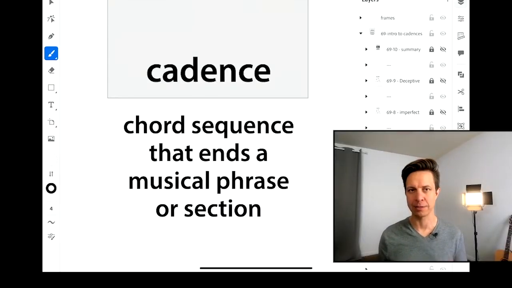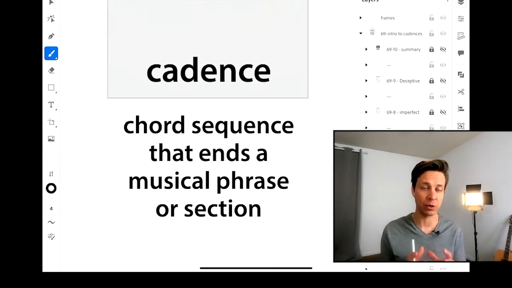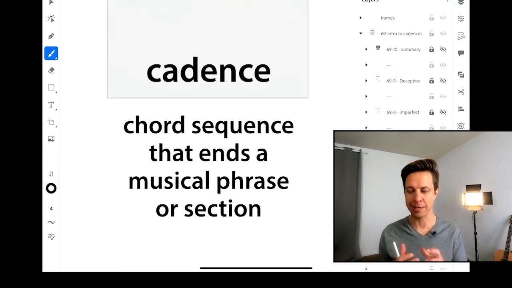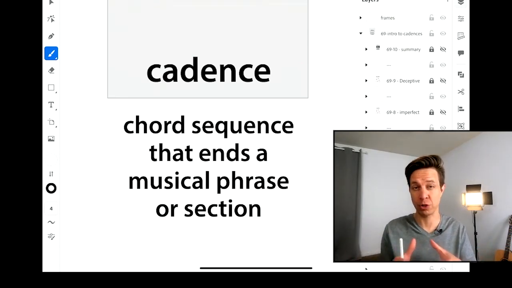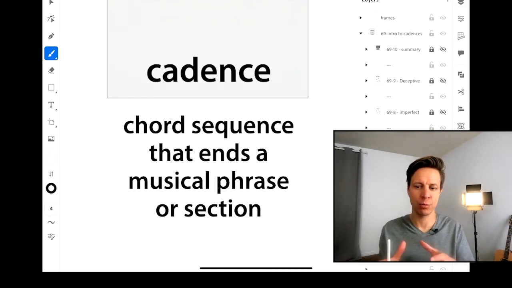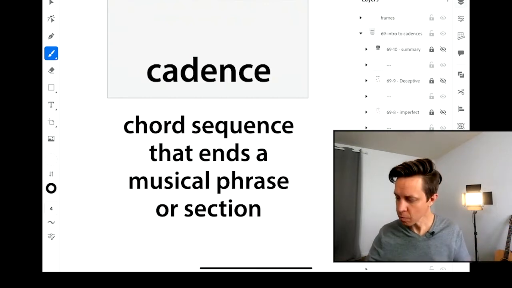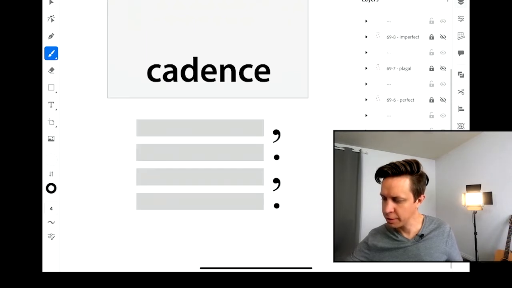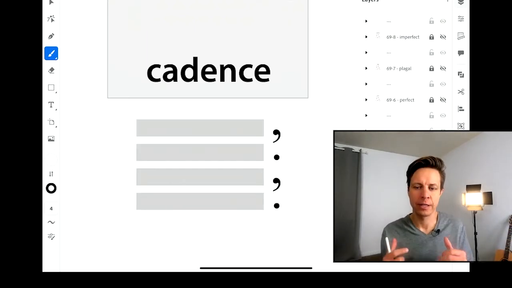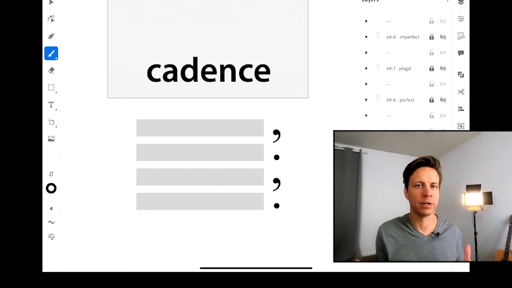By definition, a cadence is basically just a little sequence of chords that ends a musical phrase or section. In a song, chords are grouped into chord progressions, and each progression tends to end on what's called a cadence. You can think of cadences like punctuation in the written or spoken word.